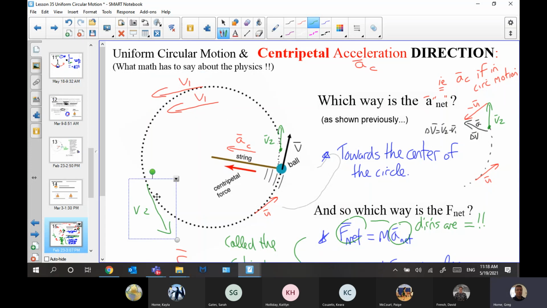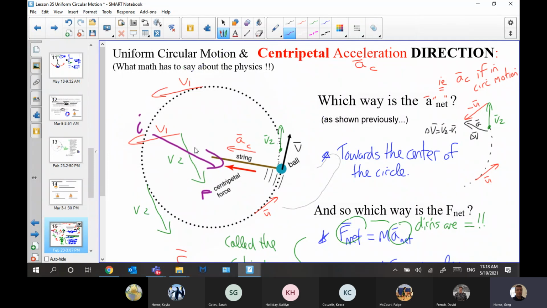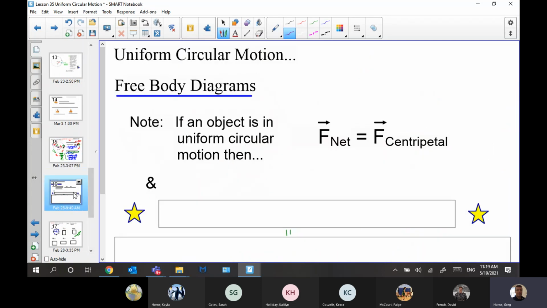If I put them tail to tail, we know that v2 minus v1, so we're looking at final minus initial. So this is the final, and this was the initial. And so my acceleration must be like that. If I go in the middle of all of that, where am I pointing? I'm pointing towards the center of the circle, right? Roughly speaking, yes, acceleration is towards the center based on the changes in velocities and everything.